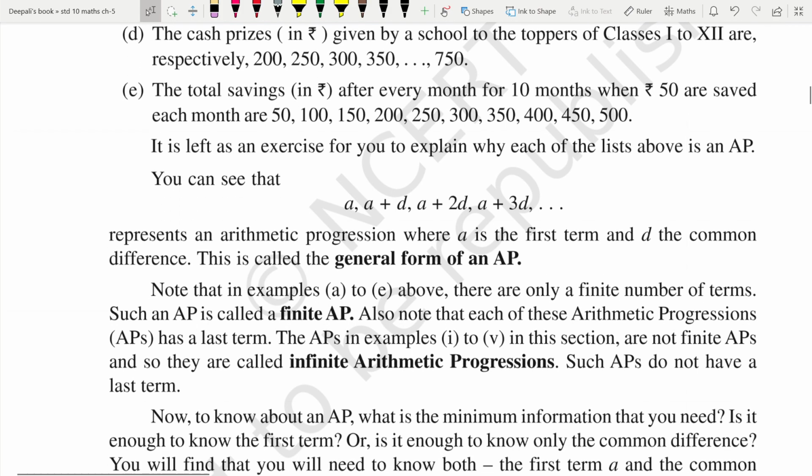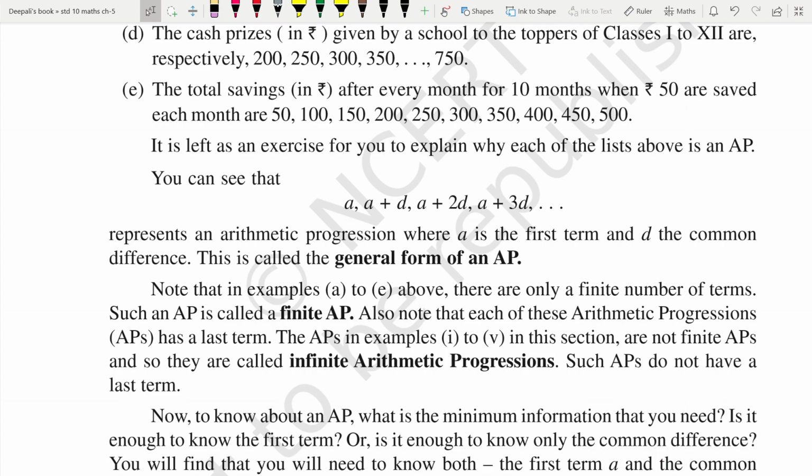You can see this, that is a, a plus d, a plus 2d, a plus 3d, represents an arithmetic progression where a is the first term and d is the common difference. This is the general form of an AP.